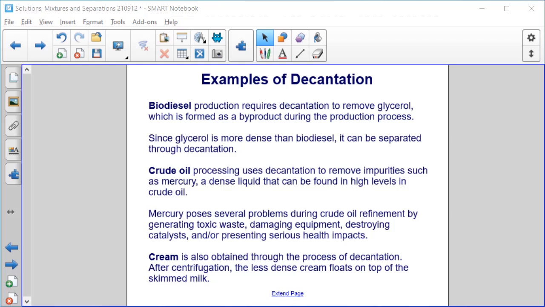Cream, like the cream you would put in coffee, is also obtained through the process of decantation. After centrifugation, the less dense cream floats on top of the skimmed milk.